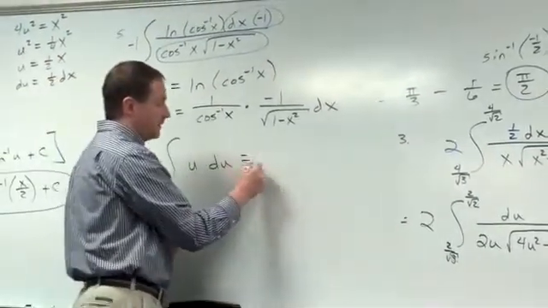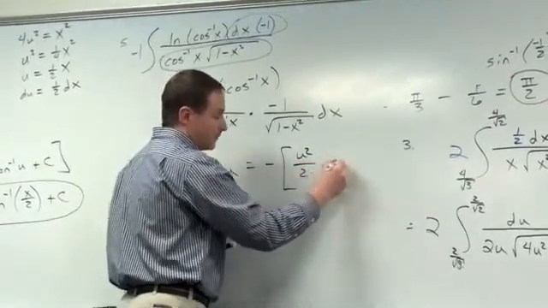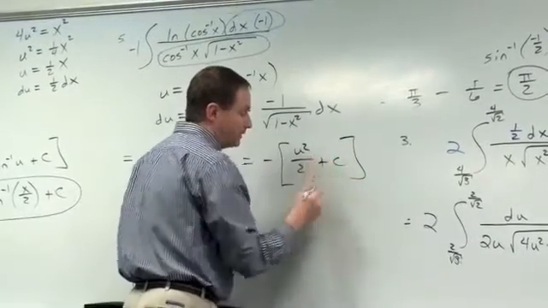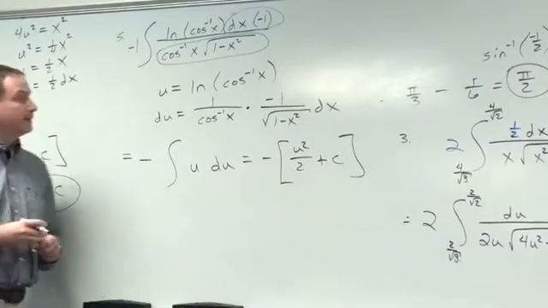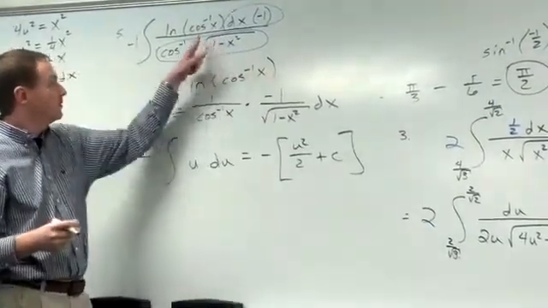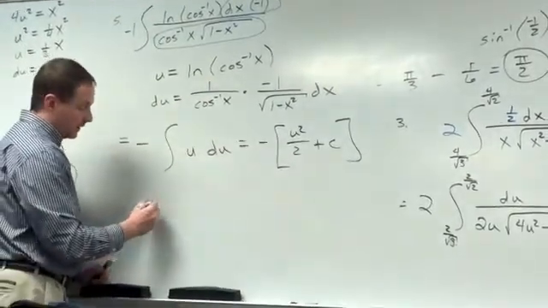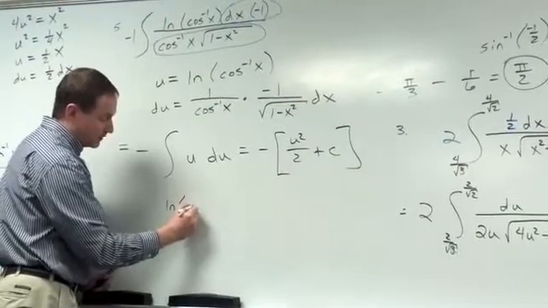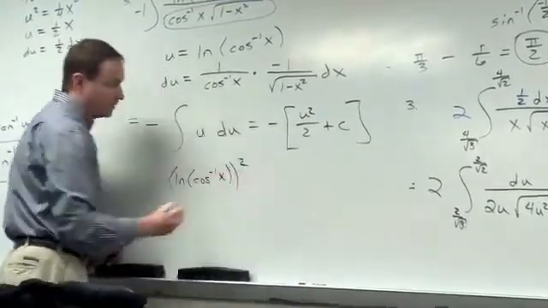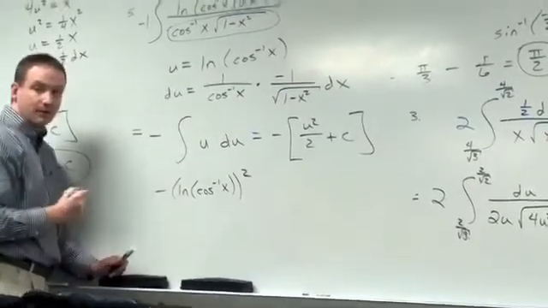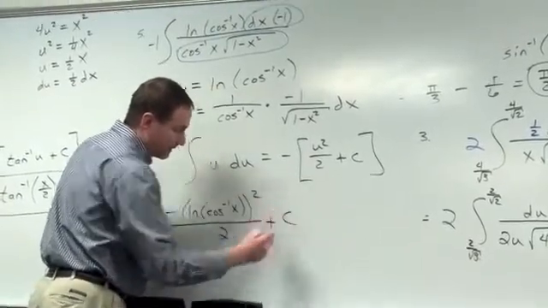So this is going to give us the negative of the quantity u squared over 2 plus c. Have to put the plus c since it's an indefinite integral. And now our final answer, we know that u is representing the natural log of the inverse cosine. So we'll get the natural log of the inverse cosine function, all of that squared, and then I'll make it negative out in front. All of that divided by 2 plus c.